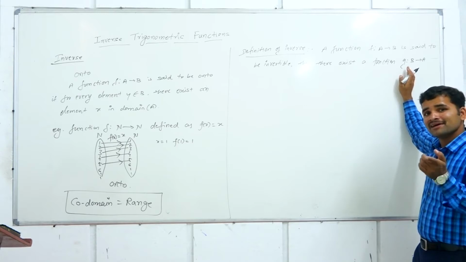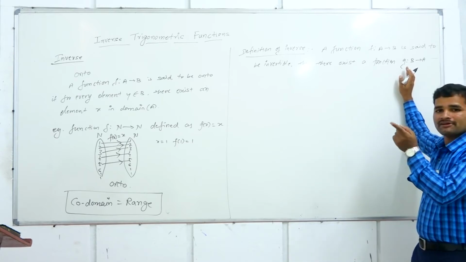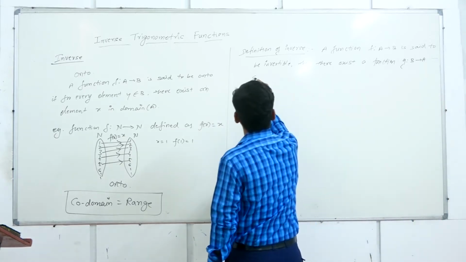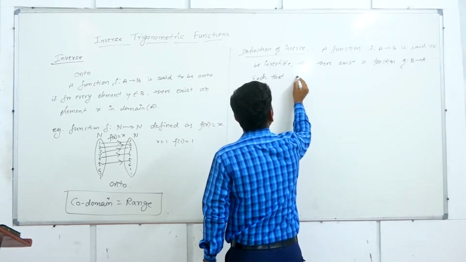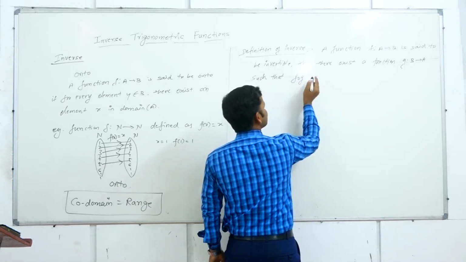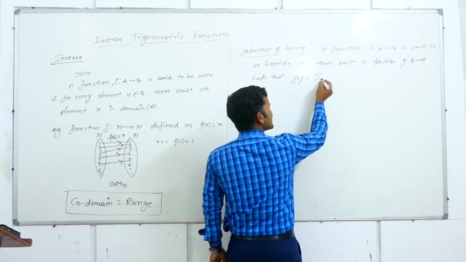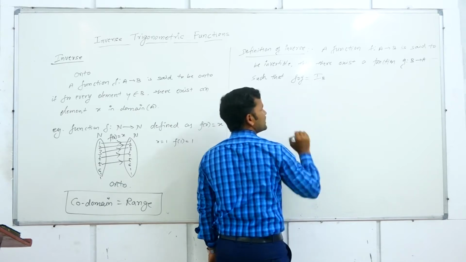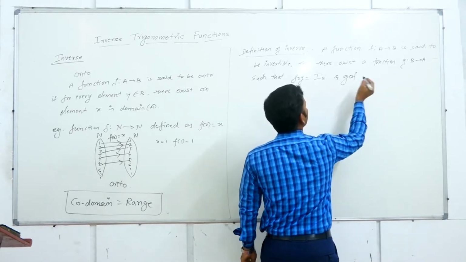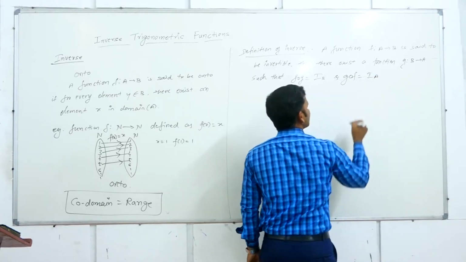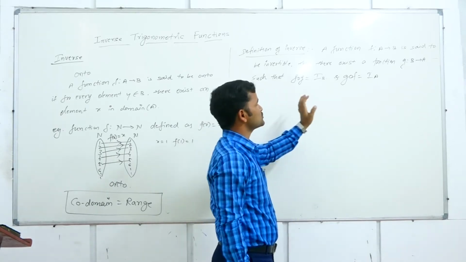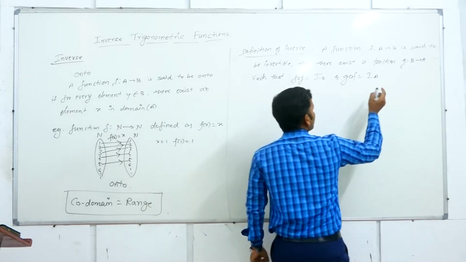That g maps from B to A, where f is mapping from A to B, then g will map from B to A such that f circle g is an identity function in the domain B, and also g circle f is an identity function in the domain A. These two will be identity functions.